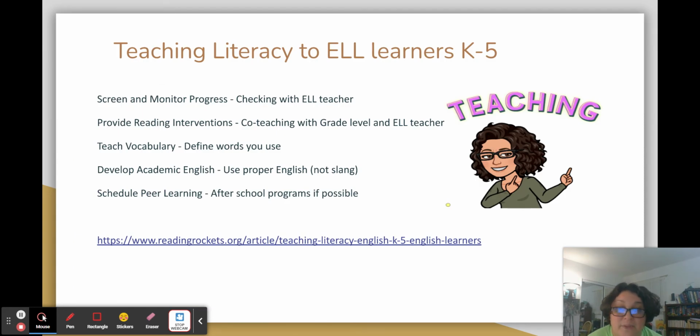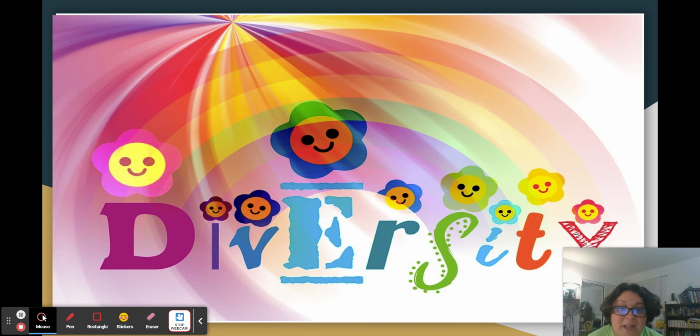You always want to check with the ELL teachers or the grade level teachers to make sure that your lessons coincide with what they are teaching. Always define your words and give them a vocabulary word page to take home. Use proper English, not slang. And be sure to celebrate all types of diversity.